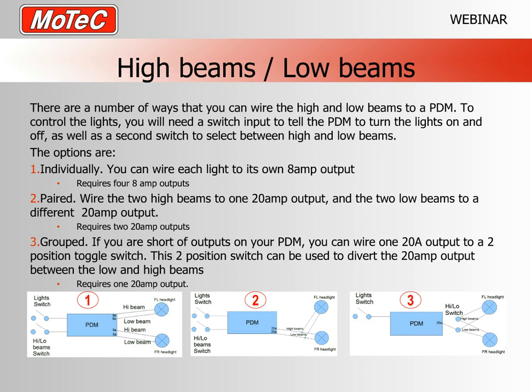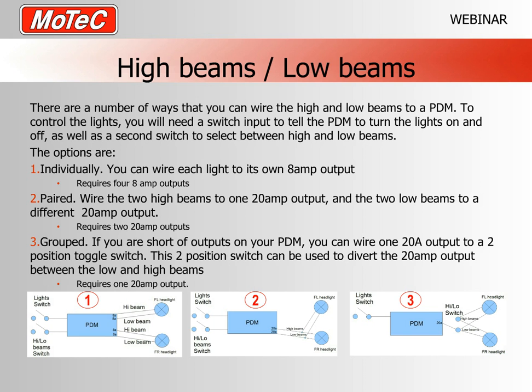So the most inefficient but practical way is to wire each lamp into a separate output, in which case you would require 4 outputs, for example, of 8 amps, and therefore you have your 2 left-hand side high beam and low beam lights and your 2 right-hand side high beam and low beam lights. And that's what we're looking at on the first diagram on the bottom, number 1.